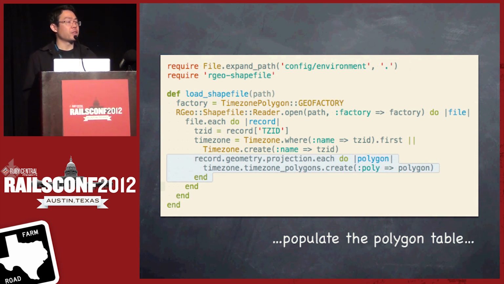Secondly, remember that there might be multiple polygons in a particular time zone's record. So we do need to iterate over those and add the individual polygons to the database. Otherwise, pretty straightforward. We just load in the file and throw polygons in our database. Now, we'll circle back in a bit and take a look at some optimizations that we can do here. But first of all, let's take a look at how we can query.